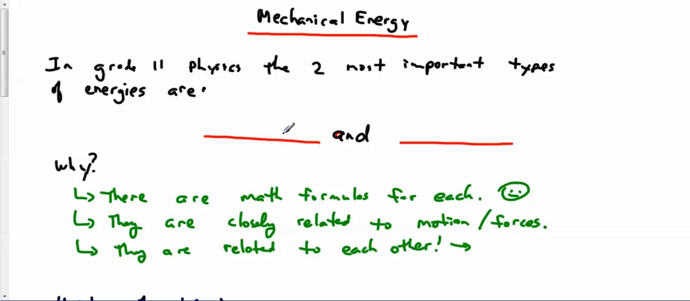Alright, let's talk about mechanical energy. In this course, grade 11 physics, the two most commonly used types of energy, and we made a list of 9 or so different types of energy: sound, thermal, nuclear potential, chemical potential. But in this class, the two I'm interested in will be kinetic, the energy of a moving object, and gravitational potential.